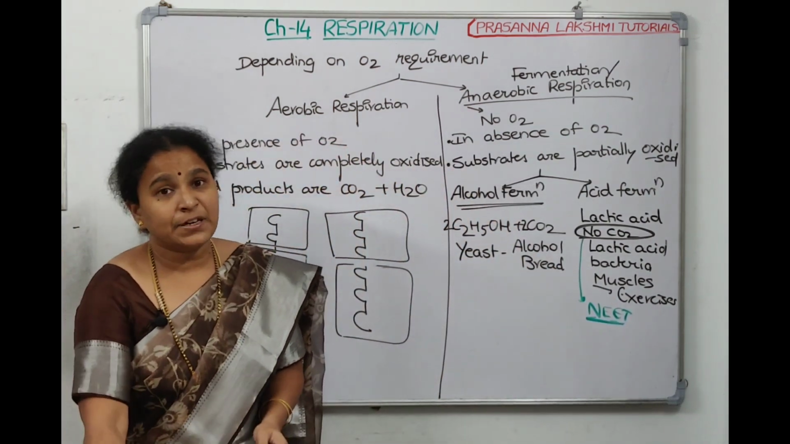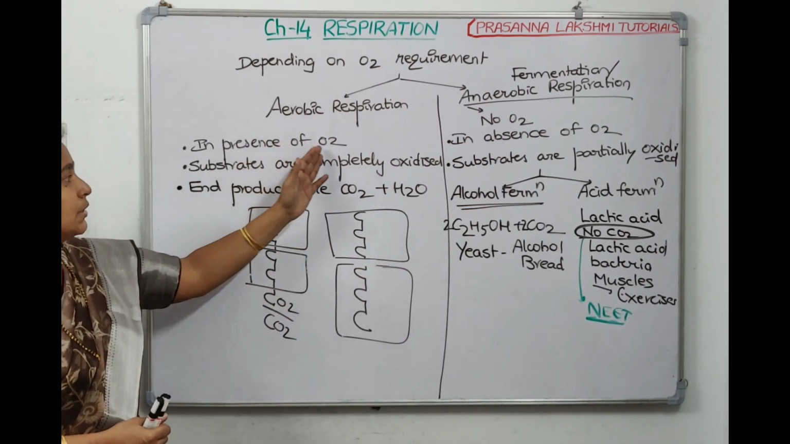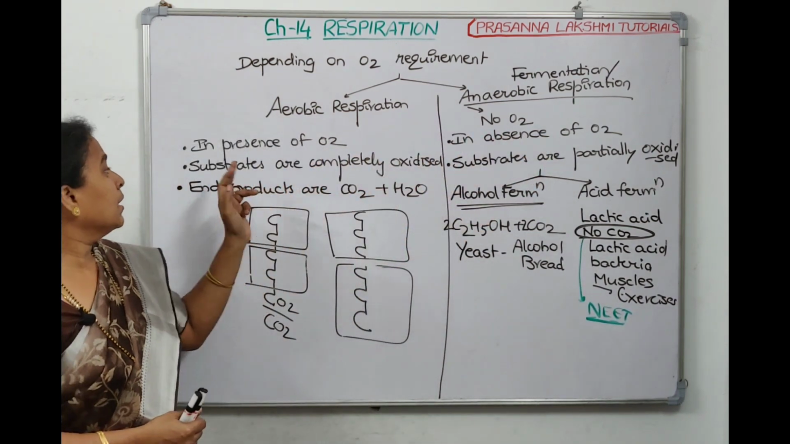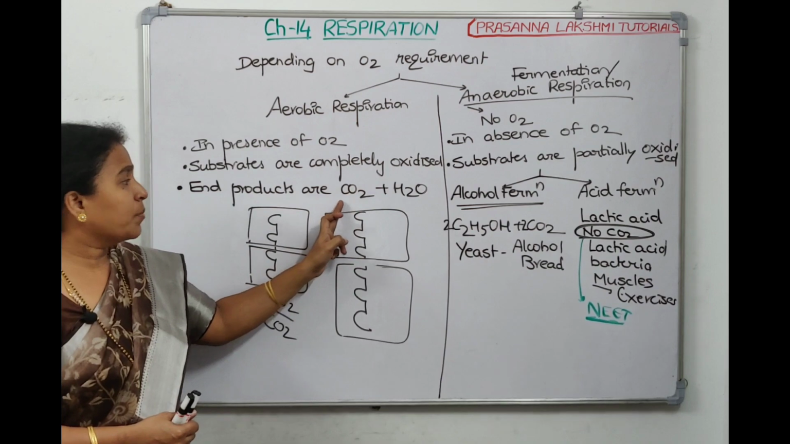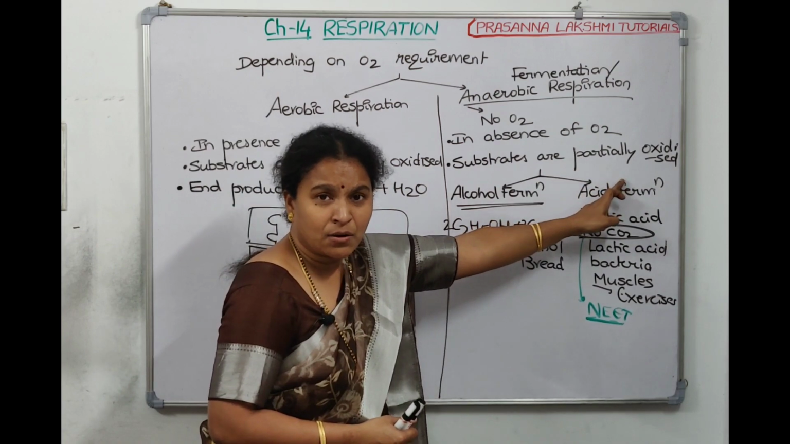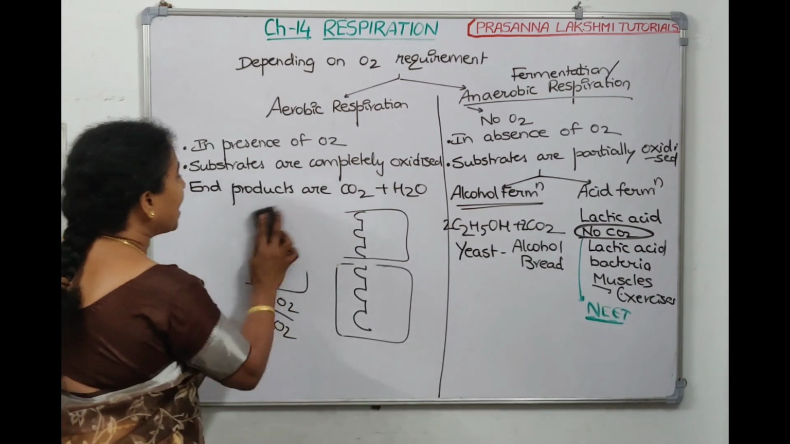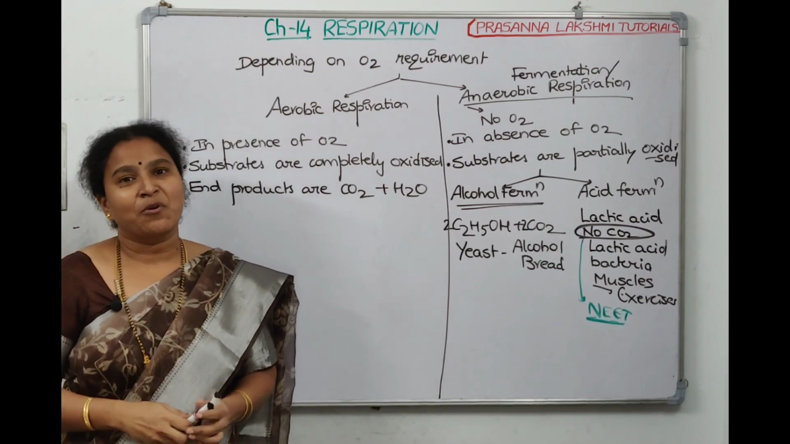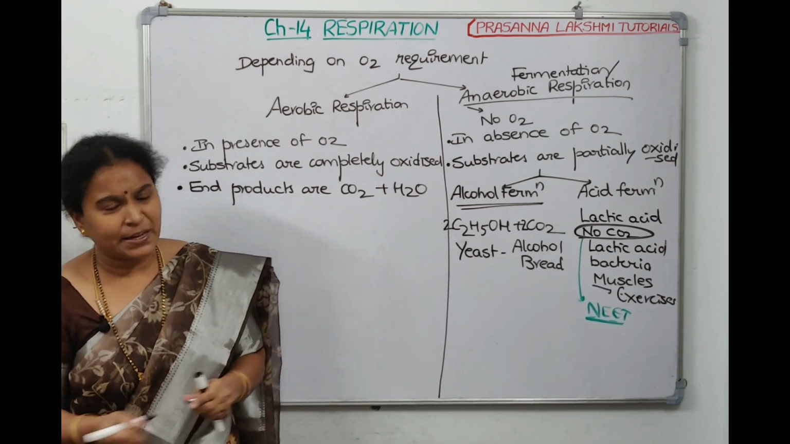Okay, so we are seeing the differences between aerobic respiration and anaerobic respiration. In aerobic respiration, oxygen is required. In anaerobic respiration, oxygen is not required. In the presence of oxygen, the glucose molecule is completely broken down into carbon dioxide and water. In absence of oxygen, the glucose is partially broken down either into alcohol or into lactic acid. When you break all the bonds, we get more energy; when you break only 1 or 2 bonds, we get very little energy.